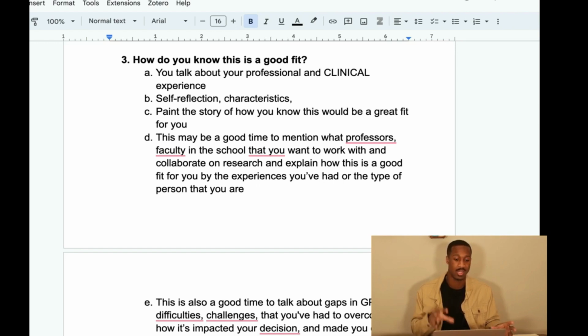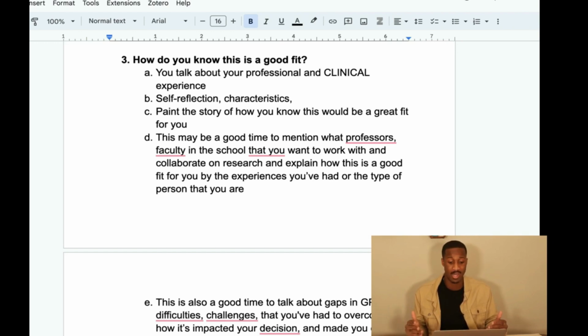If you can communicate that in your personal statement and back that up in your interview, that's going to be really promising to the committee in terms of accepting you. So paint that picture, talk about your professional clinical experience, have some self-reflection, paint the story of how you know that this would be a good fit. Mention any other professors or any people that wrote your letter of recommendation about why they also might think that it's a good fit for you and how that all fits in, right?